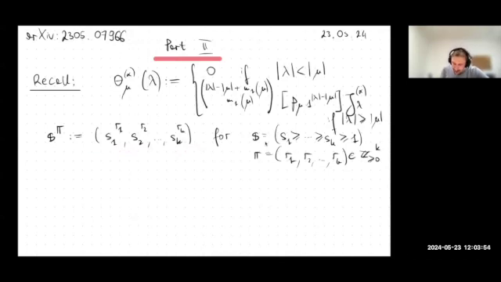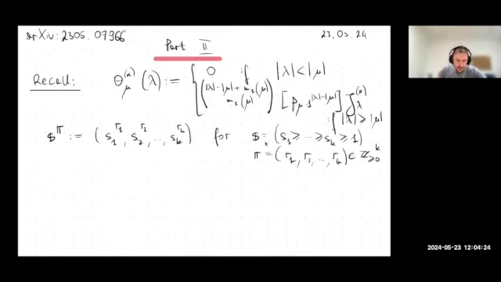Whenever I have a sequence of positive, non-increasing integers, this is a sequence S, and I have another sequence of non-negative integers, now not necessarily ordered, then for two sequences like that, I can always define a partition. This partition is called a multi-rectangular Young diagram.